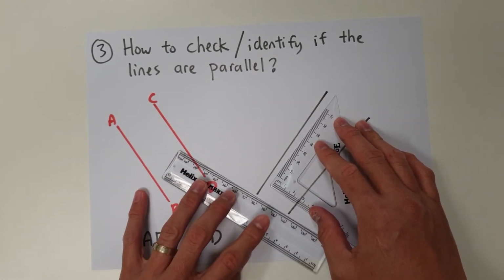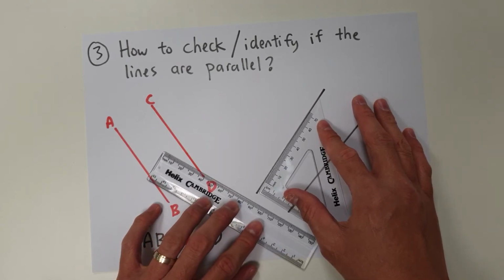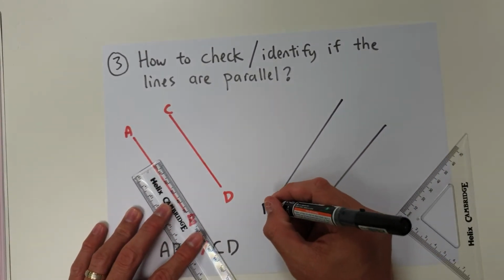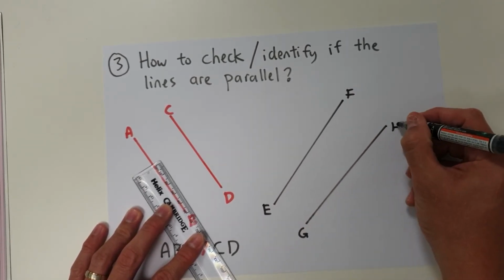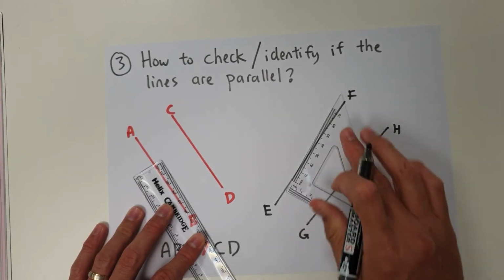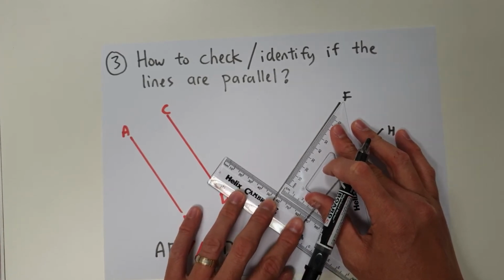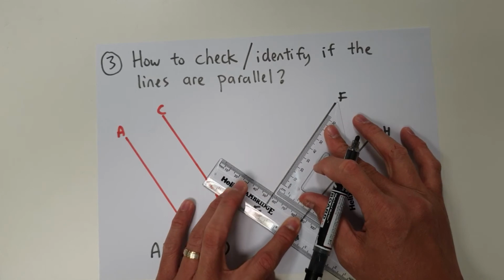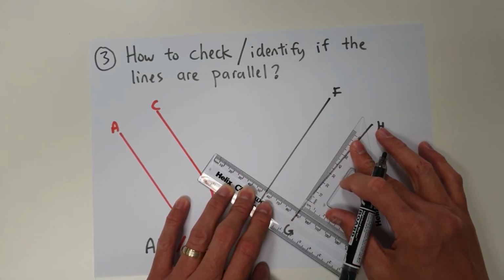But for the sake of learning, we're going to once again use our set square to align with this line. We'll call it EF and GH, capital EF and GH. We'll align this with the set square. Then we put the base again, like a train is moving this way. Alright, so line EF is not parallel to GH.